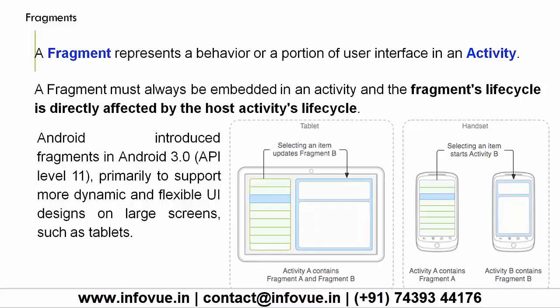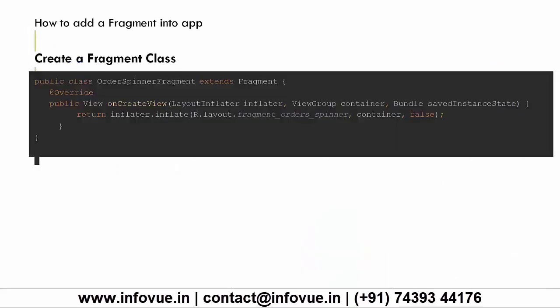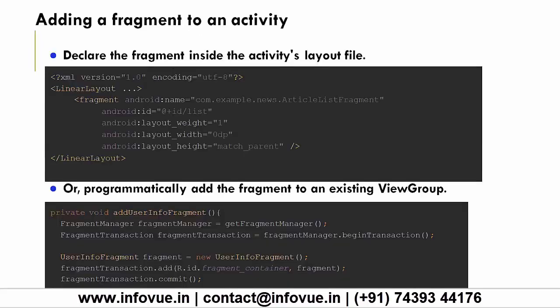How to create a fragment class? For creating a fragment class, we have to create a class which will extend the Fragment class, and it will have the onCreateView method, which is responsible for the execution of this fragment. You can separately program your fragment in an activity. This is the way to declare a fragment inside the activity's layout file. Every Android app, every activity will have one or more layout files and one or more Java files.